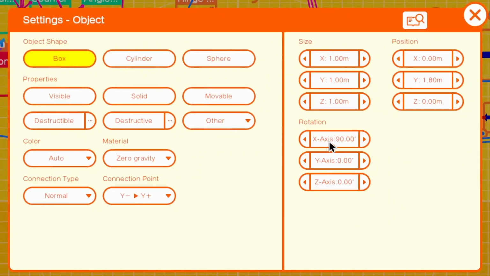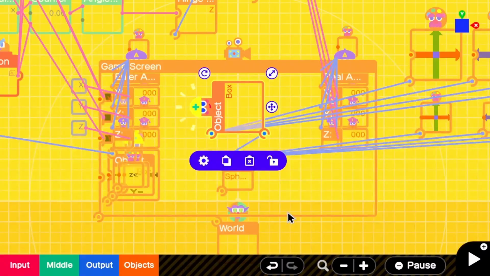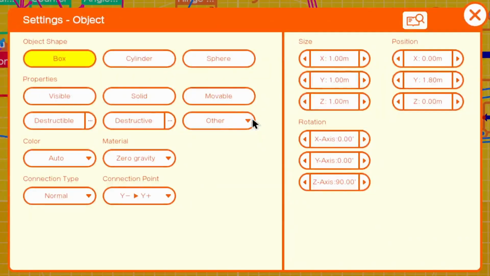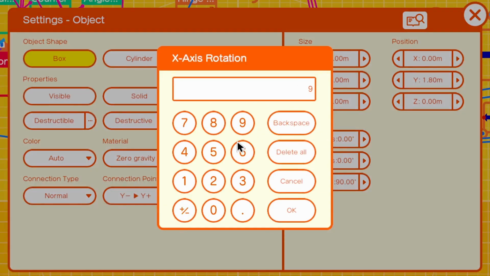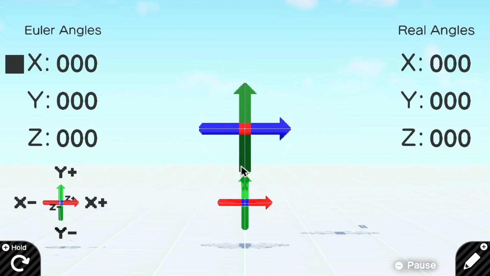Or if we set this back to 0 and set the z-axis to 90, you will notice that the rotation doesn't work either. However, if I set both x and z-axis to 90, see what happens. The object, for some reason, changes its rotation. So what's actually happening here? So here's how the game actually connects objects that are rotated.